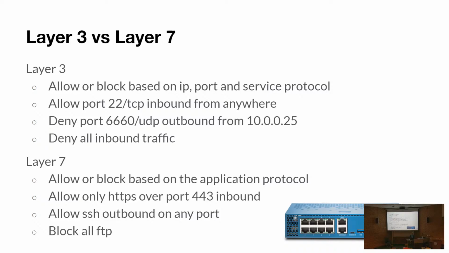A layer 7 firewall can actually allow or block based on the protocol. So it can look at the traffic and be like, hey, this is web traffic, so I'm going to allow web traffic. It could only allow HTTPS over port 443, which is the default port for HTTPS. It could allow SSH outbound on any port, or it could just block all FTP traffic, something like that, and a bunch of different examples. If you wanted to have, for example, only HTTP can come in but on any port, something like that.